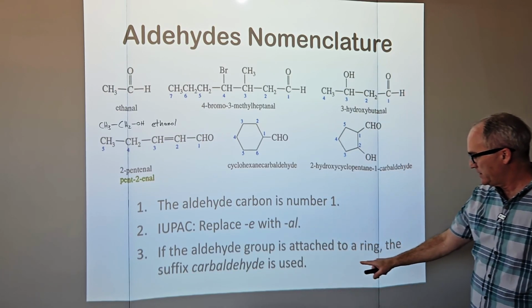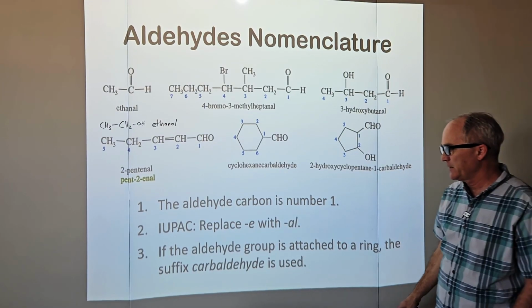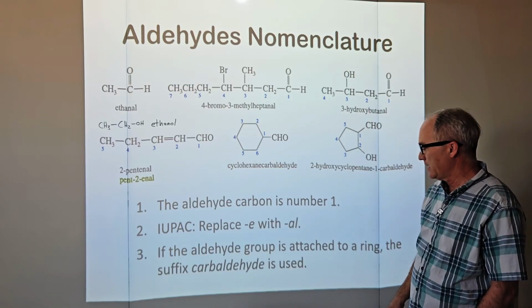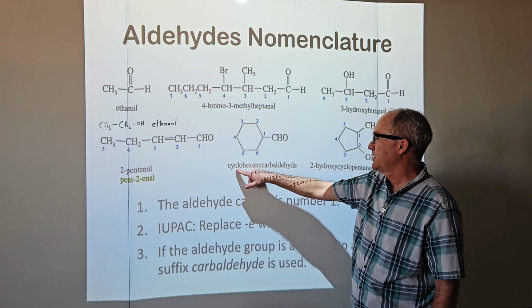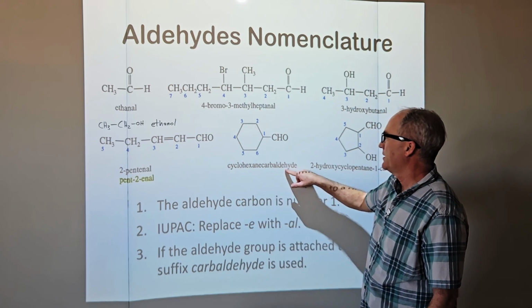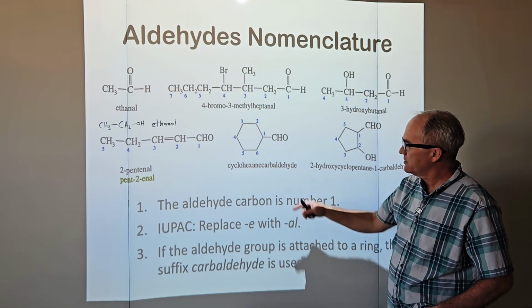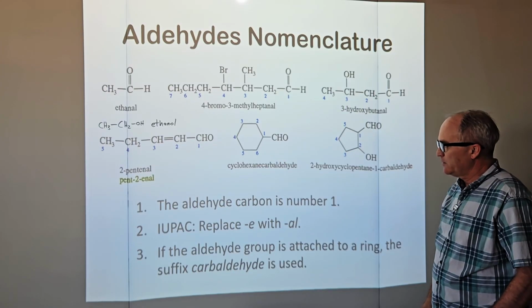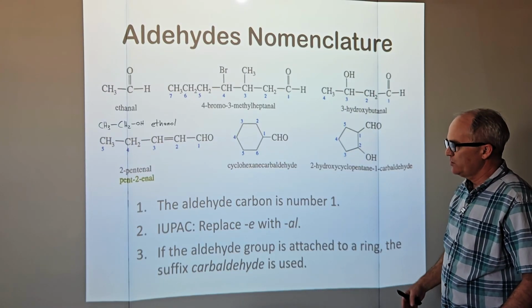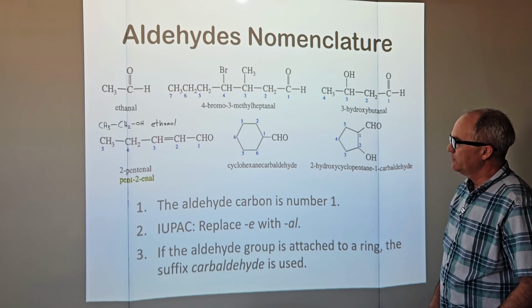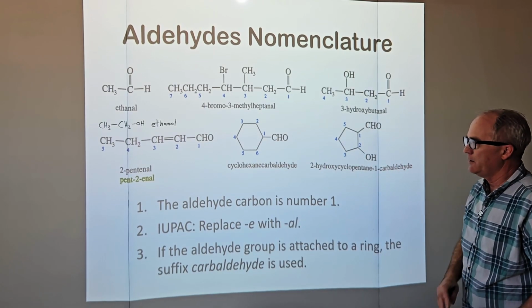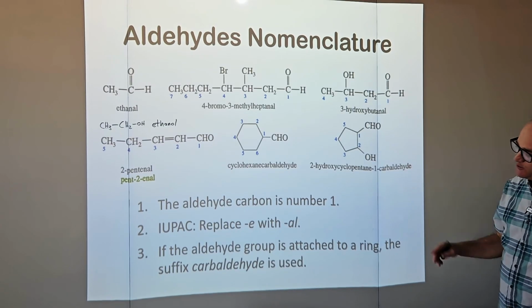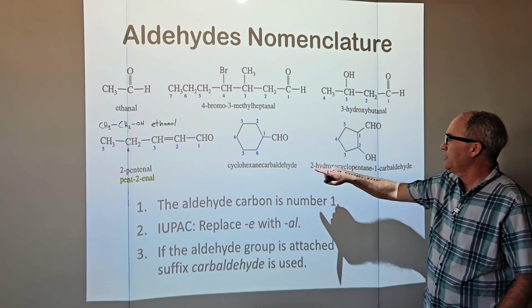If the aldehyde group is attached to a ring, the suffix carbaldehyde is used. And so here we've got cyclohexane, so we just say cyclohexanecarbaldehyde. So a special case: you've got the aldehyde group as a substituent, typically on a ring, because otherwise it would come out like these other things. We just name the ring. All right, so we've got that under our belt.